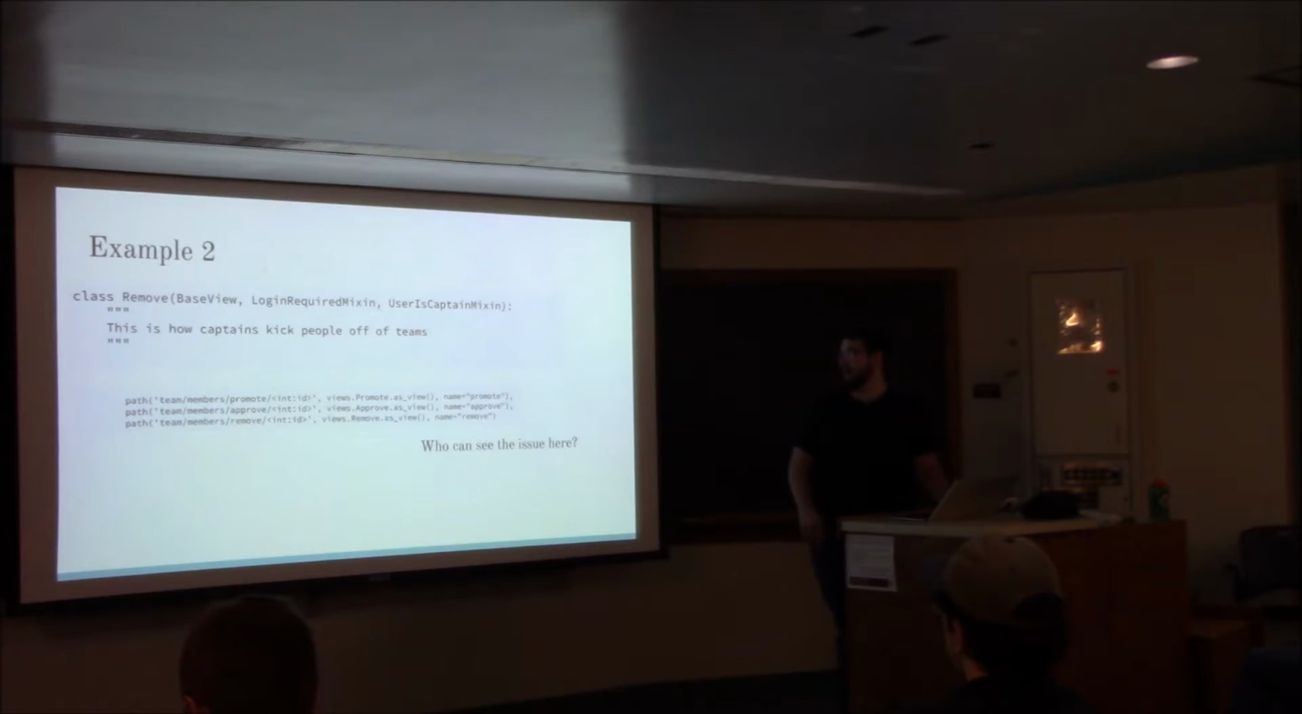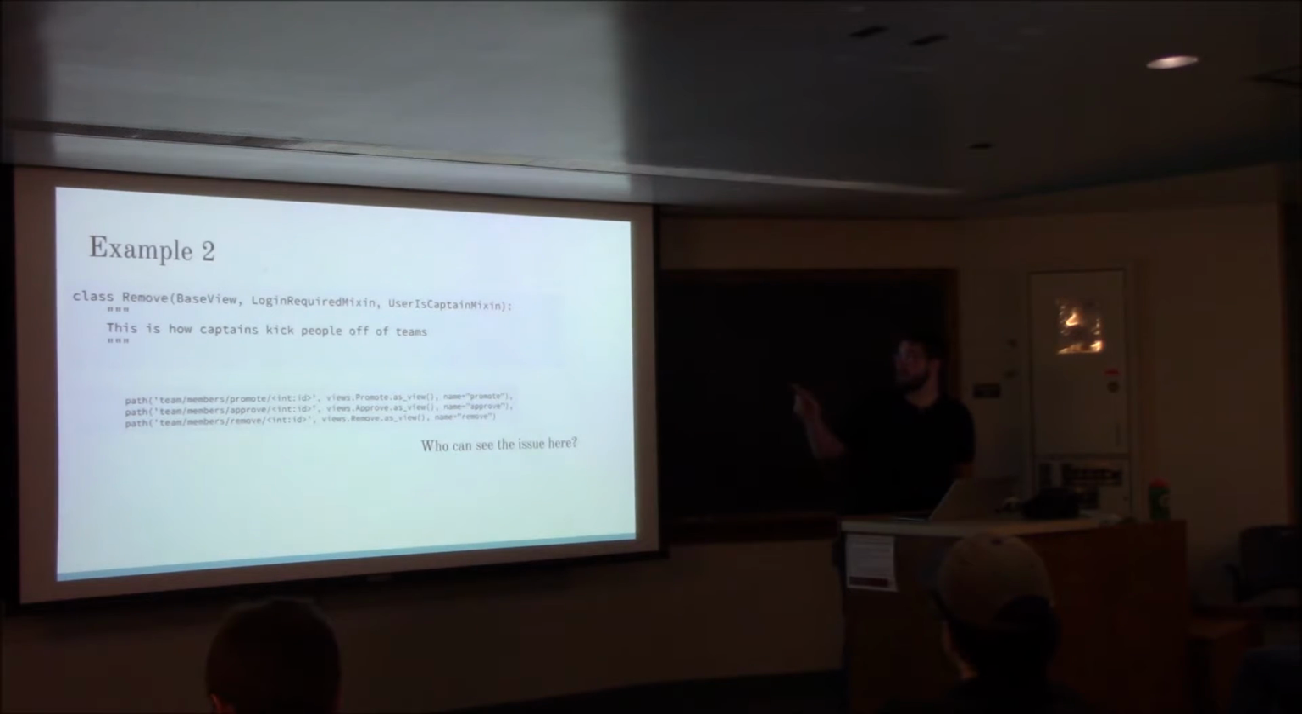So can anyone here take a look at this and tell me why it didn't work? For even more context, base view is the Django view. It's the default class you extend to route packets. Login required mixin is a chunk of code that just makes sure that the user is logged in, and user is captain mixin is a chunk of code that makes sure that the user attempting to access this route is a captain. I can guarantee you that all 3 of these do work. So tell me why this doesn't.